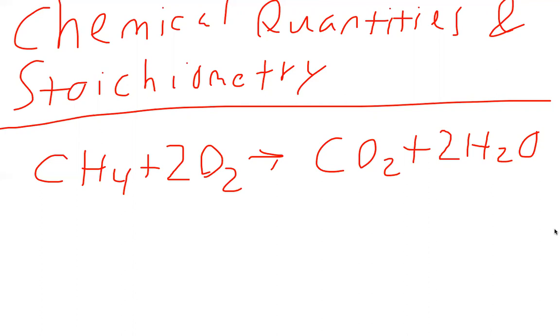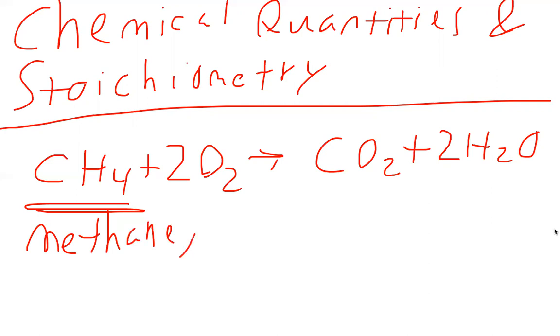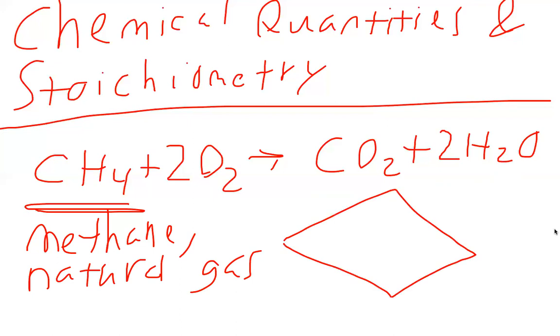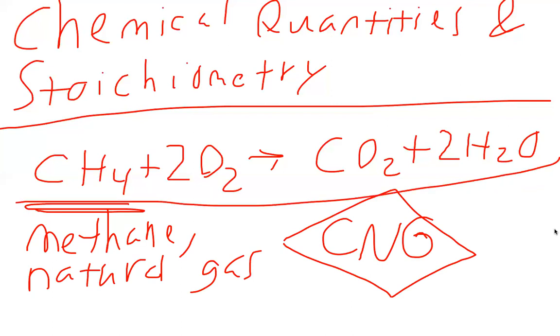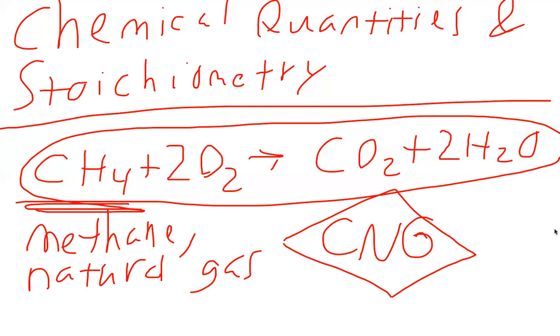So this CH4 is methane. That's the natural gas that comes out of your stove. Methane, and that's natural gas. And if you look at the back of a bus, you'll see this little diamond, and it's going to say CNG. For the buses that operate in San Diego, that stands for compressed natural gas. So those buses actually run on this chemical reaction, this methane combustion. Pretty cool, huh?